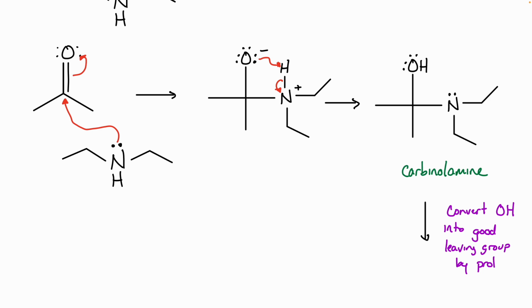By protonating it, right? That same strategy that we've seen before in terms of converting a hydroxyl group into a good leaving group. So this is where our slightly acidic conditions come in here. We have these hydronium ions floating around that can donate protons to that oxygen.